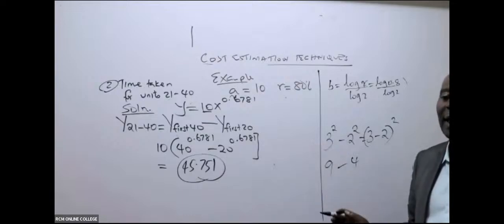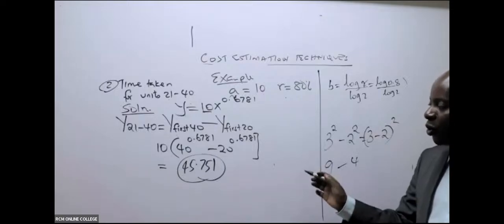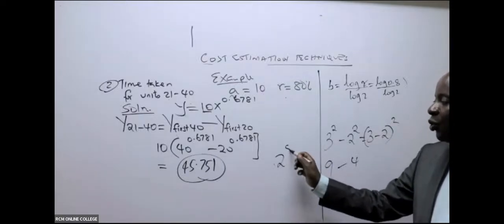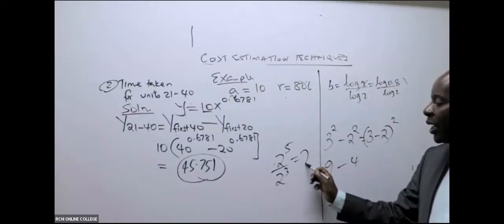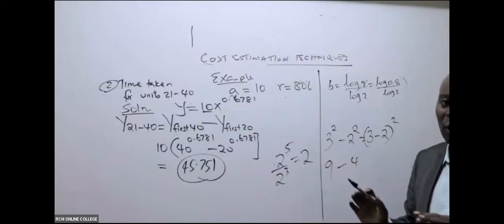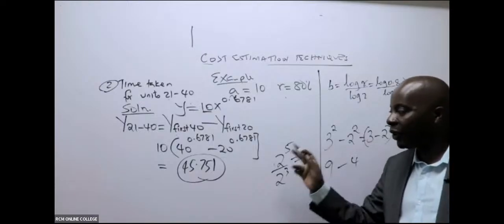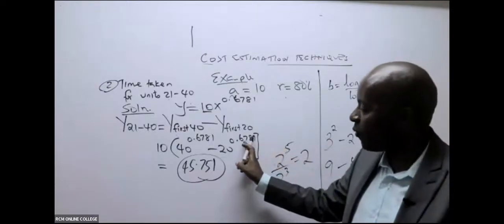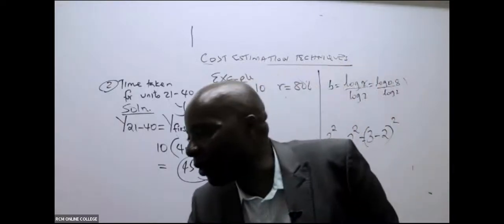Indices cannot allow that to happen. Remember the rules of indices. If, for example, you're given 2 raised to 5 divided by 2 raised to 3, then in high school we were told that you can write one number, the base, and then you subtract the powers. But we don't want to go to that concept. Never ever try, in this case, to single out a power. You will never be right.